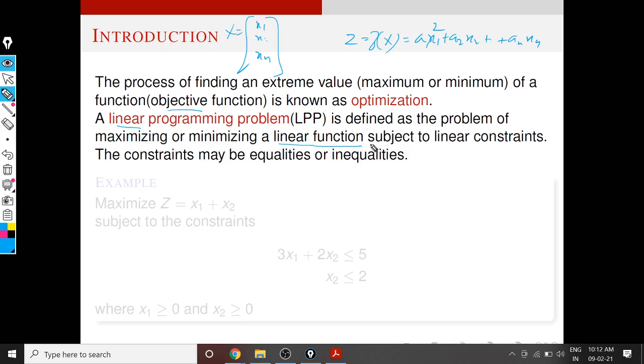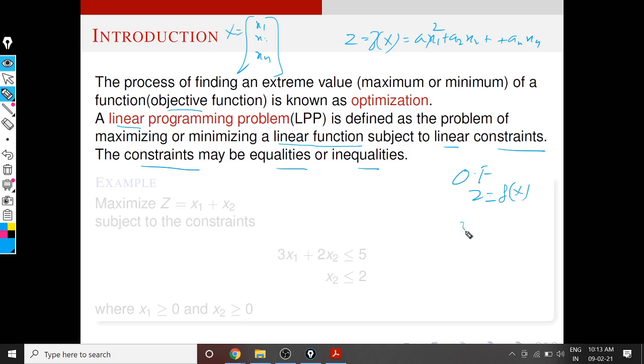Minimizing or maximizing a linear function, this is our objective function, subject to constraints which are also linear. Then what about the constraints? Constraints may be equations or inequations. That is possible. So what is an LPP? An LPP contains an objective function of the form z is equal to f(x), and this f(x) should be linear and subject to some constraints. We have to find the optimization of z is equal to f(x) subject to some constraints on x.